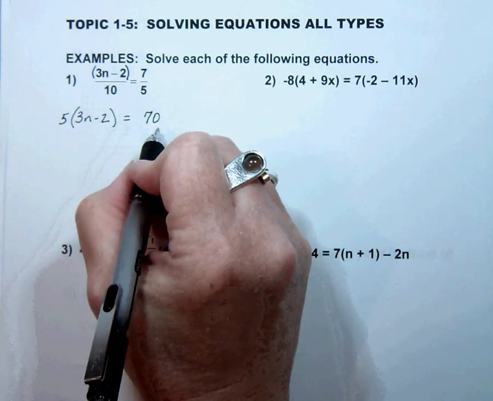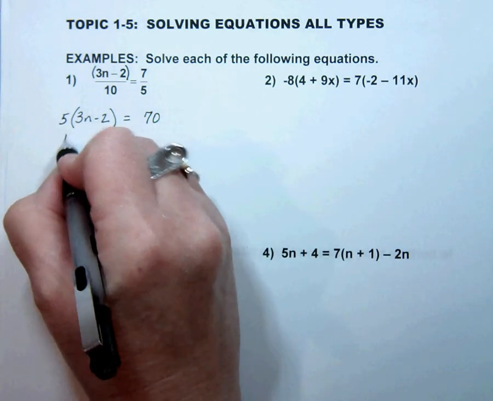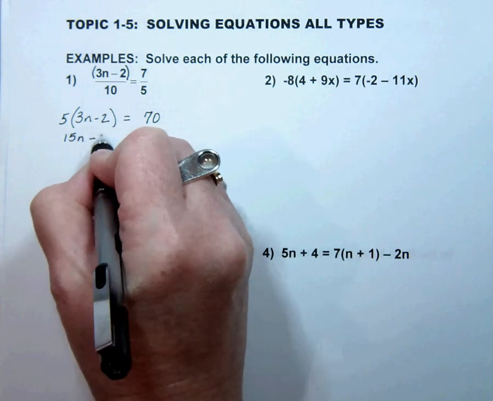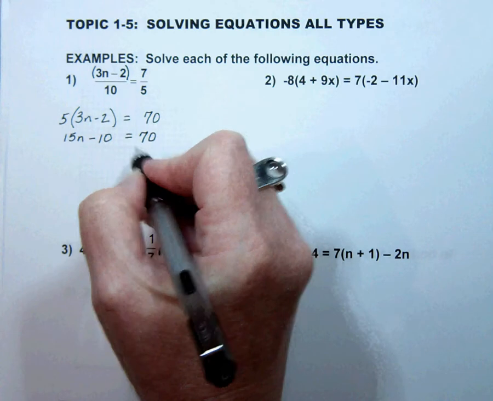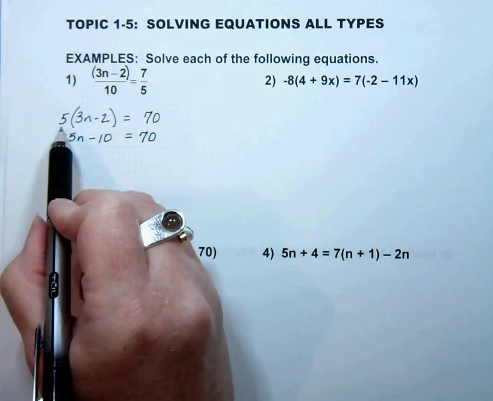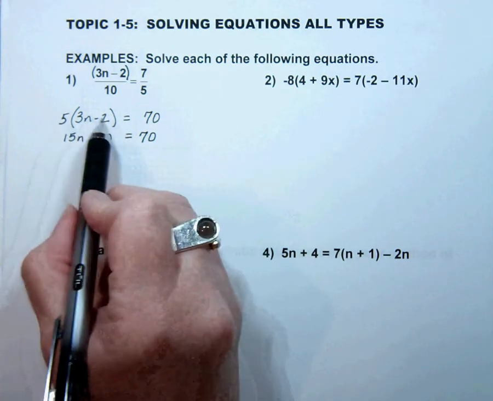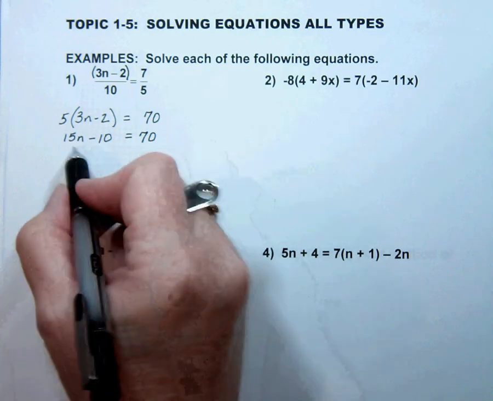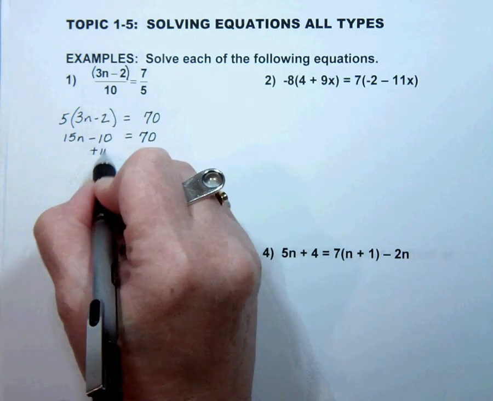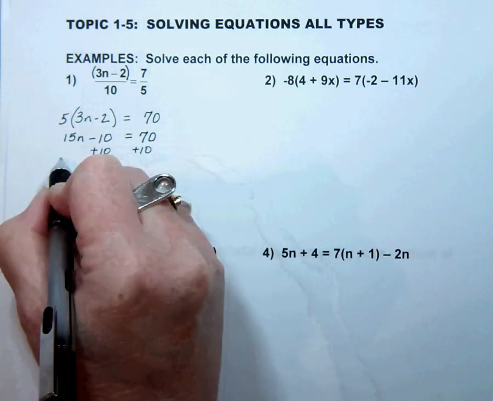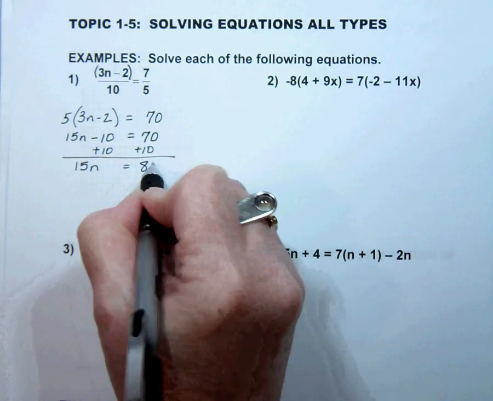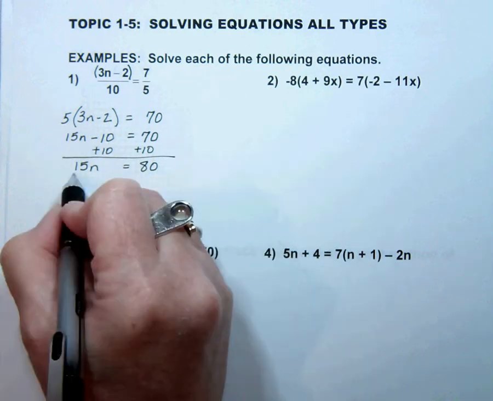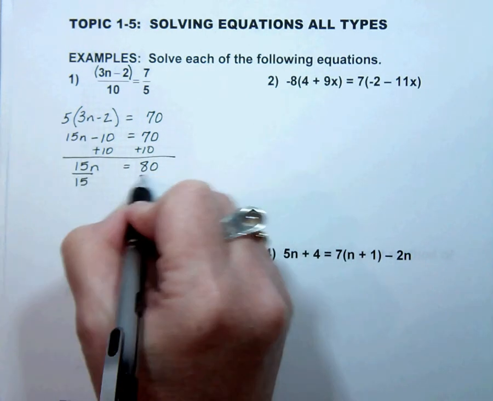Now you're going to use the distributive property. So you get 15n minus 10 is equal to 70. You do need to distribute. Make sure you multiply 5 times 3n and 5 times 2. Solving this for n, you're going to add 10 to both sides. And then you're going to have 15n would equal 80. To finish this one, you'll divide by 15.